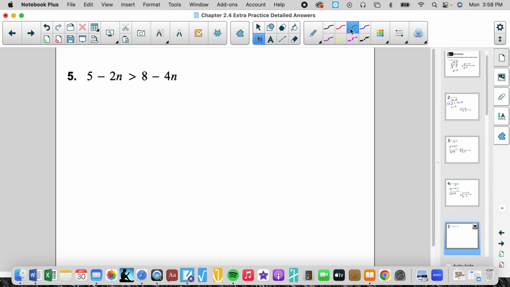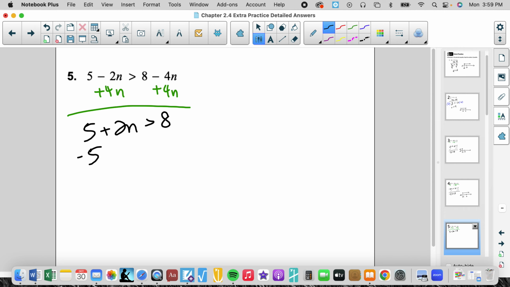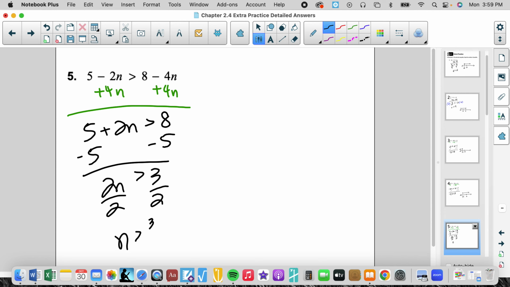All right. Now, we're always going to move the variable. When we have two variables, we're not going to deal with the constants first. We're going to deal with the variables first. So I'm going to move the -4n over, and that's 5 plus 2n is greater than 8. We'll subtract 5. 2n is greater than 3. Divide by 2. n is greater than 3/2. That's okay, just because it's a fraction doesn't make it any less. Open circle going to the right on 3/2.